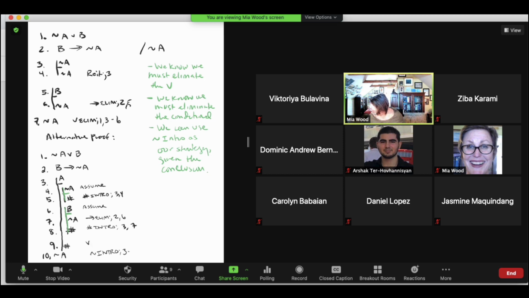And then disjunction elim from the disjunction at line 1, and then 4 through 5, and 6 through 8. And then finally, line 10, our conclusion, is derived from the assumption of A at line 3 and ends with the contradiction at line 9.